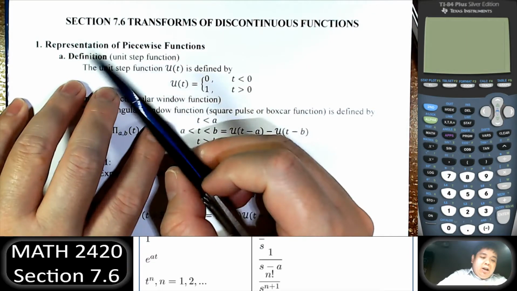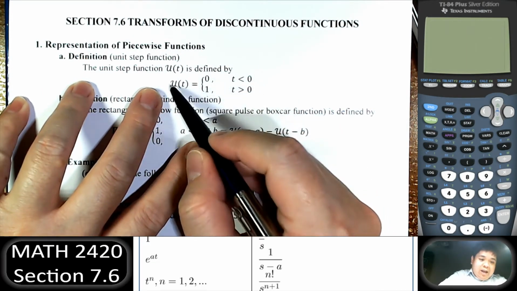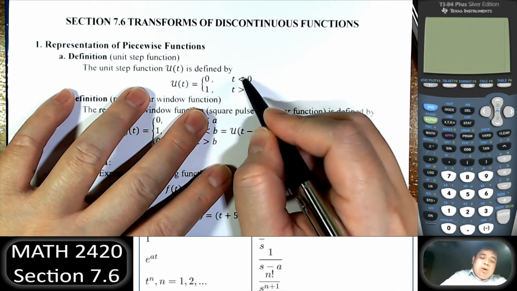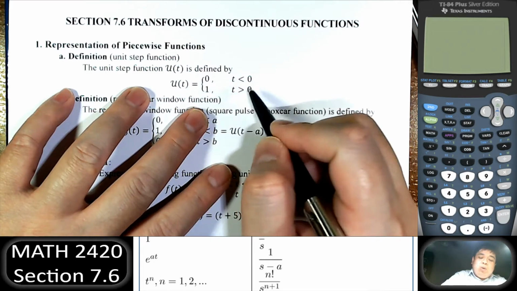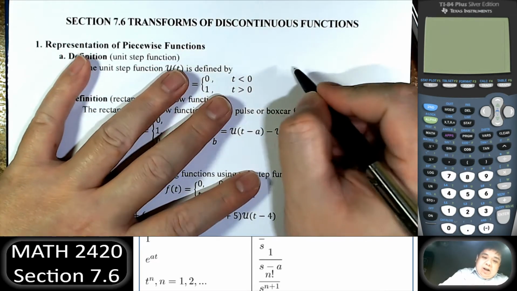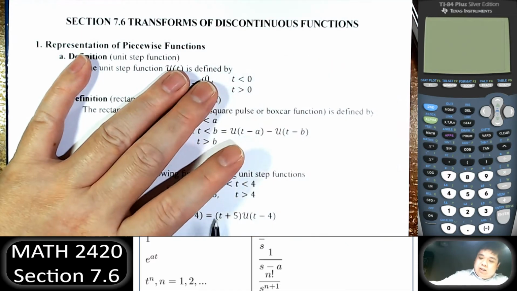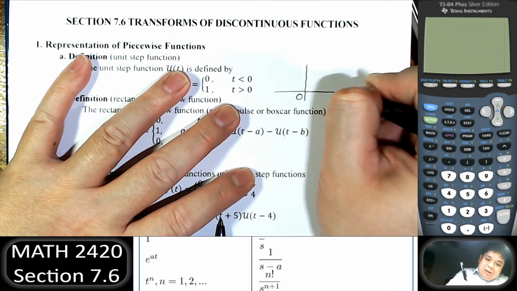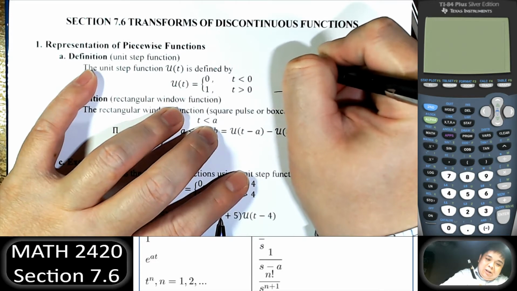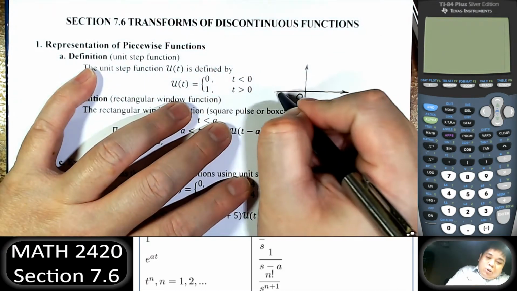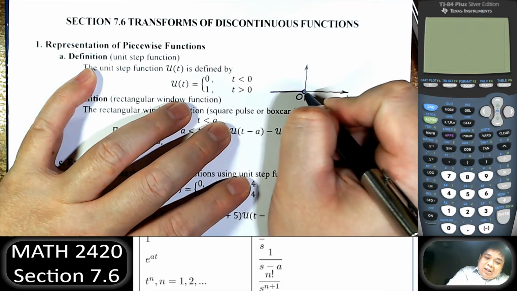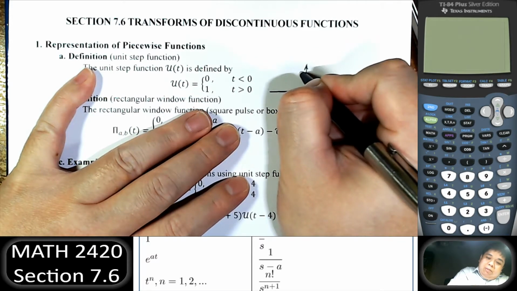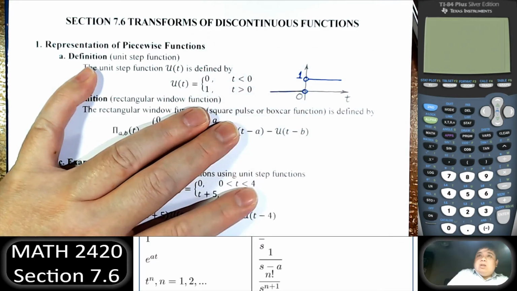First we define a unit step function as script u of t is equal to 0 when t is less than 0 and equal to 1 when t is greater than 0. So if I need to draw that, the function will be equal to 0 when t is less than 0 and equal to 1 when t is bigger than 0.